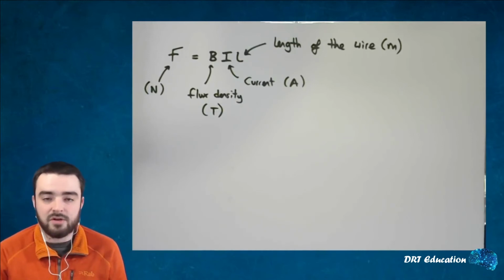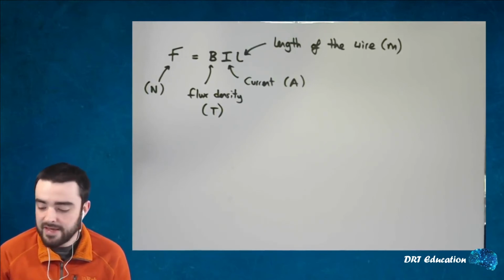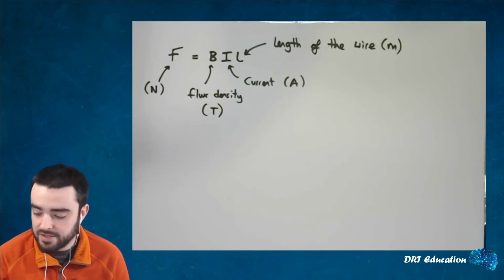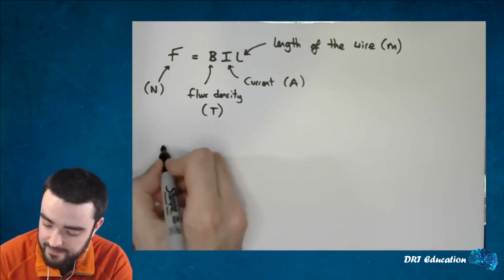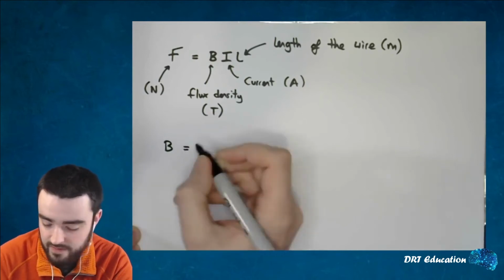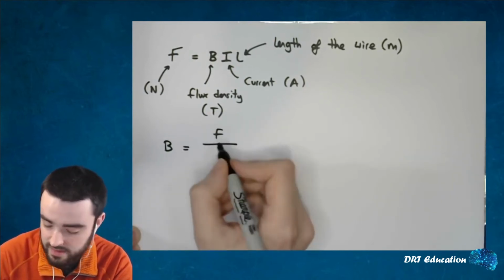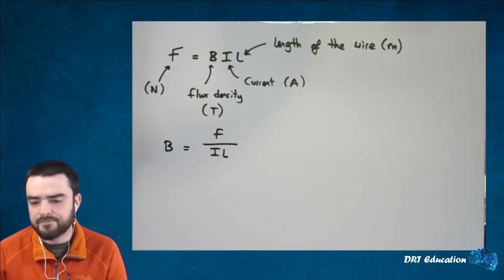So because we've got an equation, we have a relationship. That means that we can create a new equation to try and find what the flux density is going to be. So if we just rearrange that, flux density is going to be the force divided by current times length.